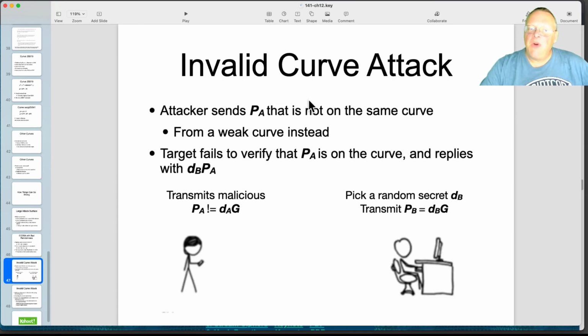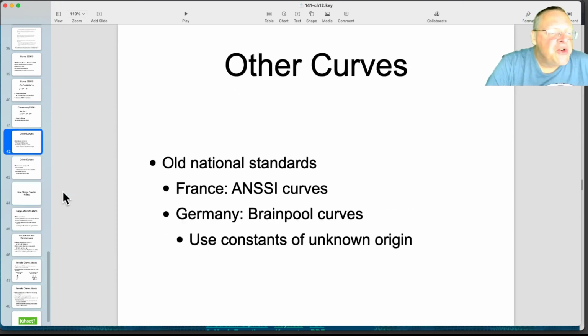And then this one, which I finally got straight right before class, going over it again, the invalid curve attack. This is actually pretty brilliant. So remember, the idea is, let me go back to this the way it should be.